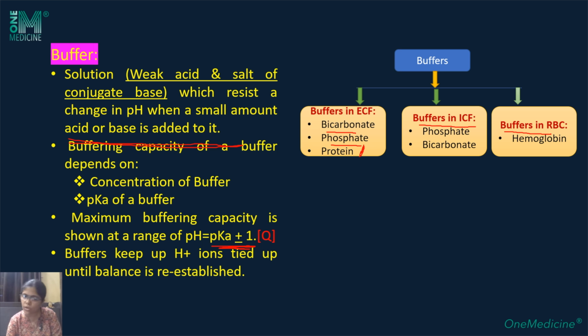If you write it down well: buffers in ICF or intracellular fluid are phosphate and bicarbonate, and buffers in RBC, that is hemoglobin. So these are the different types of buffer. We can see that both phosphate and bicarbonate are present both intracellularly and extracellularly, but their action differs in different compartments. Bicarbonate is a more potent buffer extracellularly. Let us check.